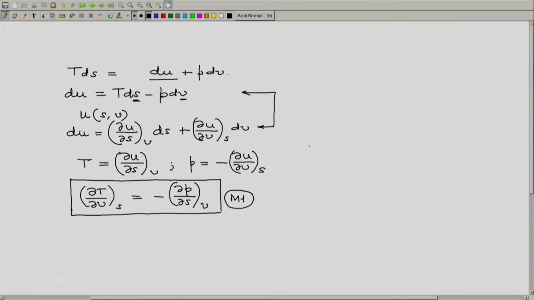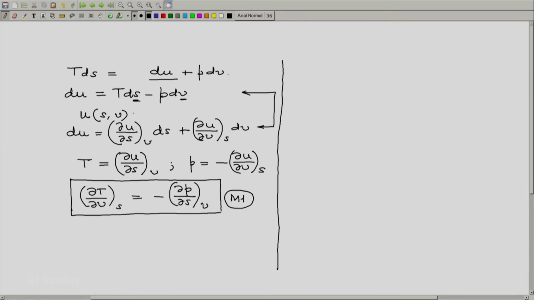Now before we proceed any further, let us note the following. Notice that here we have considered u as a function of s and v, and this triad of properties u, v, s is very important because we have noticed that any thermodynamic system should have a volume. So v is a very natural variable. The first law provides a property E or U in this particular case, and the second law provides a property S. So you can say that this triad of properties is a basic thermodynamic property triad.